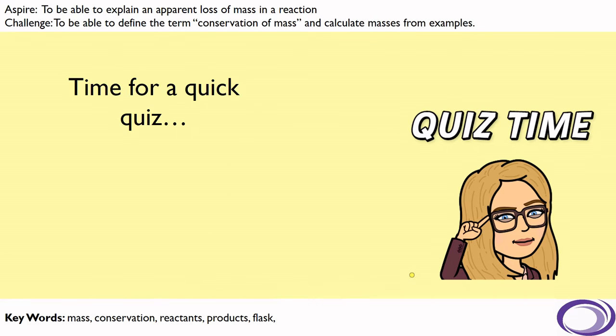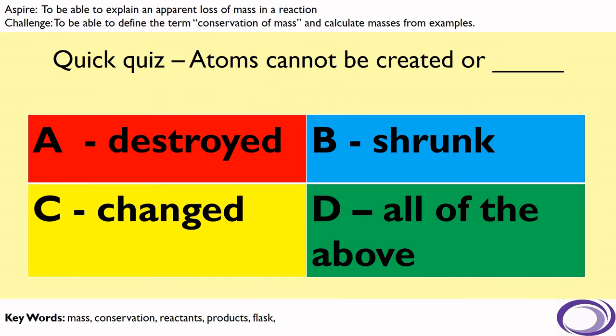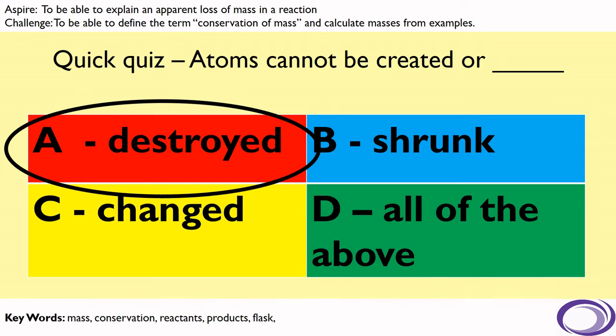So it's time for a quick quiz on this. It's going to be a multiple choice quiz, and there's going to be 4 different choices for you to choose from. So, atoms cannot be created or A, destroyed, B, shrunk, C, changed, or D, all of the above? And the answer is A, destroyed. Atoms cannot be created or destroyed.